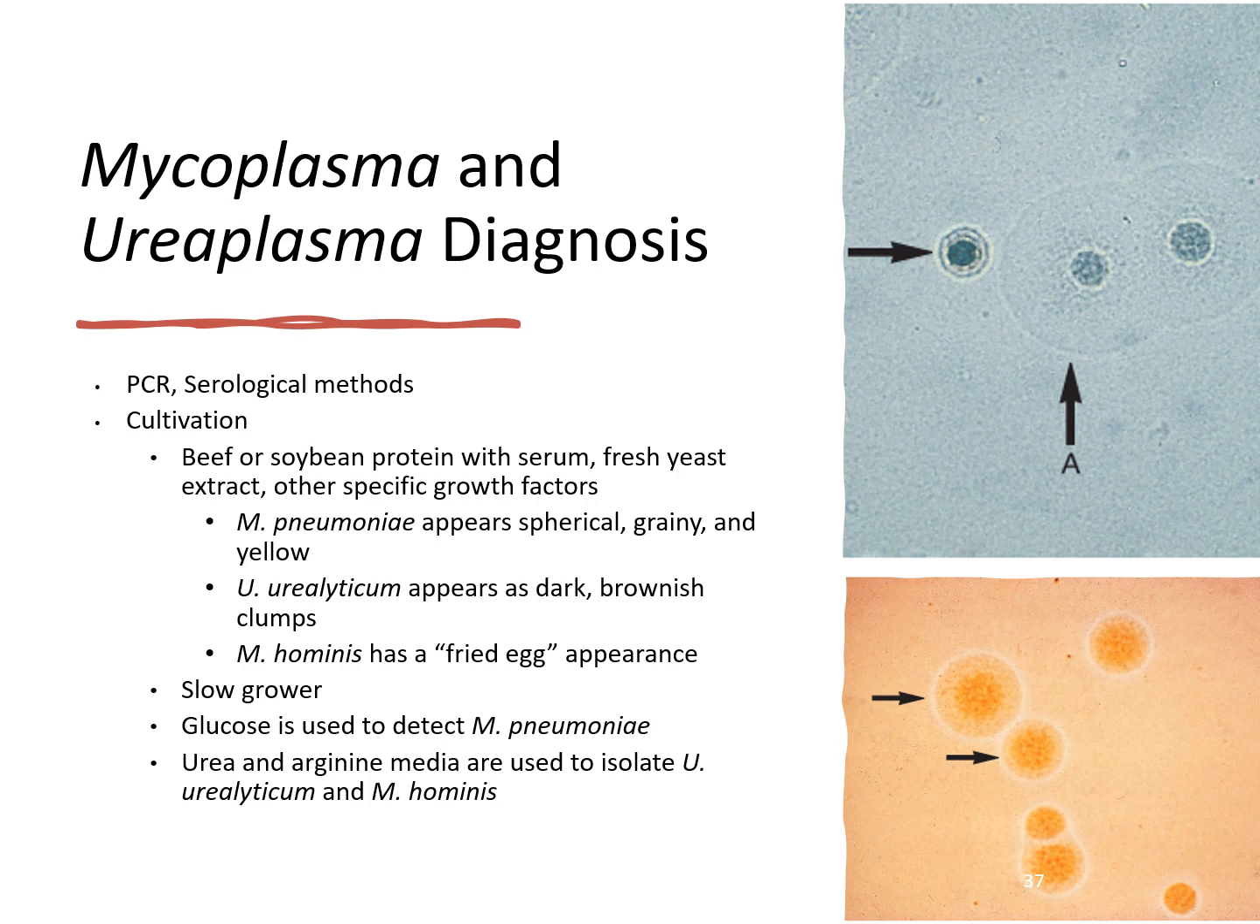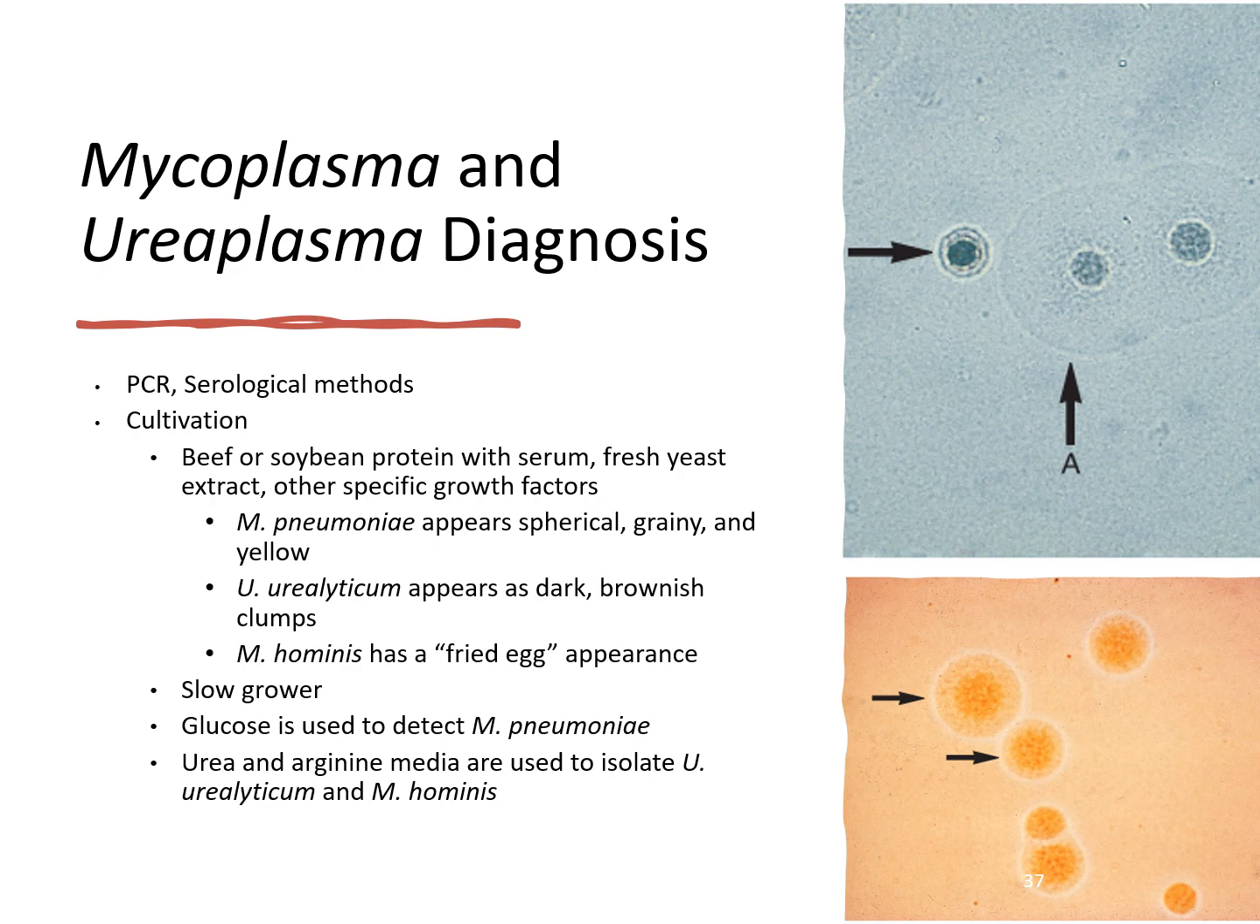These organisms are diagnosed based on PCR or serological testing methods. If they are cultured, they're best cultured using beef or soybean protein with serum, fresh yeast extract, and other specific growth factors. When they're plated on this media, the colony is very hard to see, so you actually have to look at the agar plates under some sort of microscope to see the appearance of the colony on that agar.